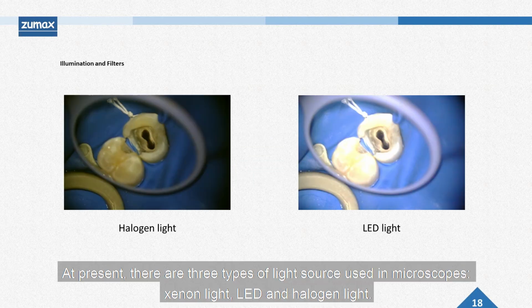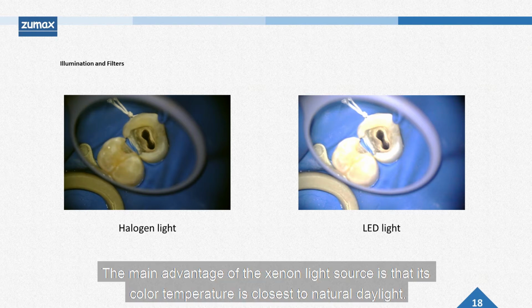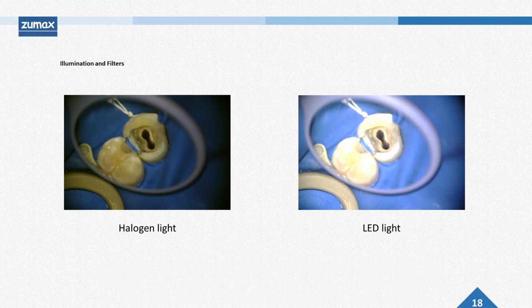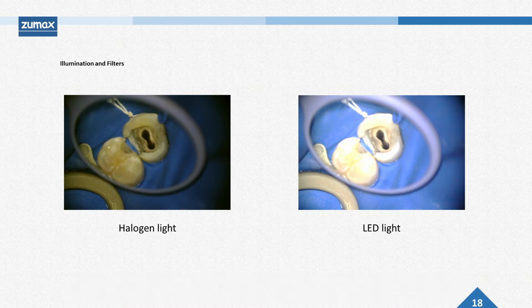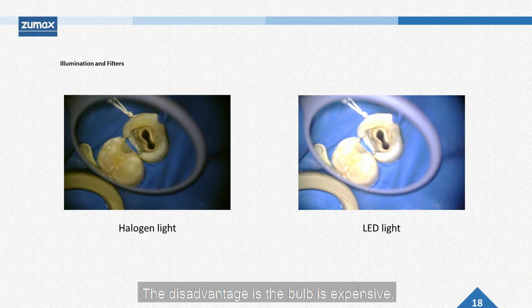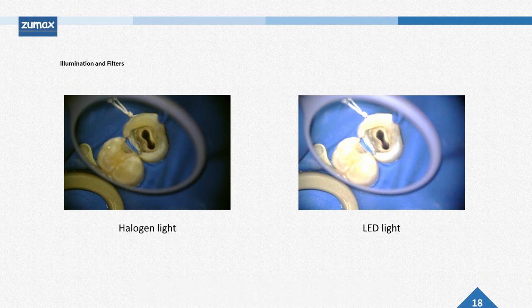At present, there are three types of light source used in microscopes: xenon light, LED, and halogen light. The main advantage of the xenon light source is that its color temperature is closest to natural daylight. The power is 180 watts, and the approximate service life is 500 hours. The disadvantage is the bulb is expensive.